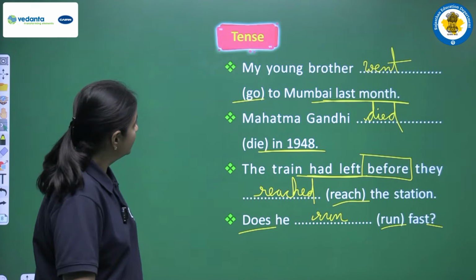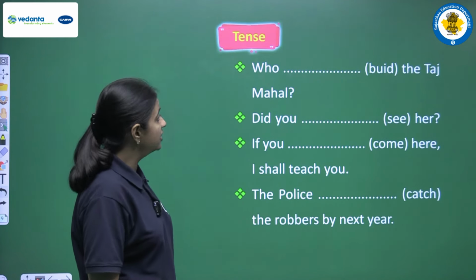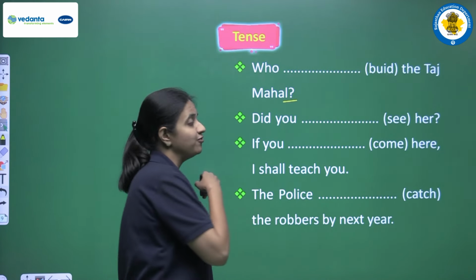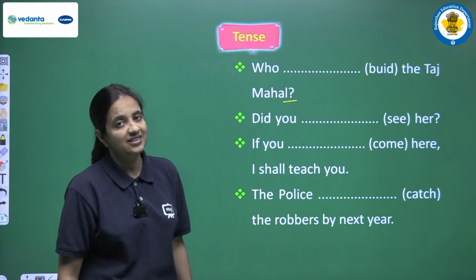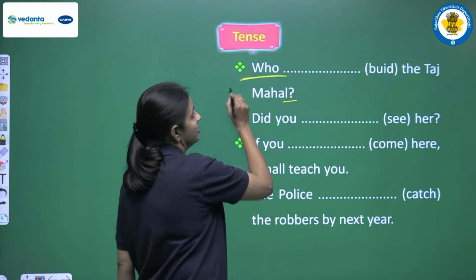Okay. Next is, who built the Taj Mahal? And at the end of the sentence we are having question mark, and this is an interrogative sentence. We are having WH word here.